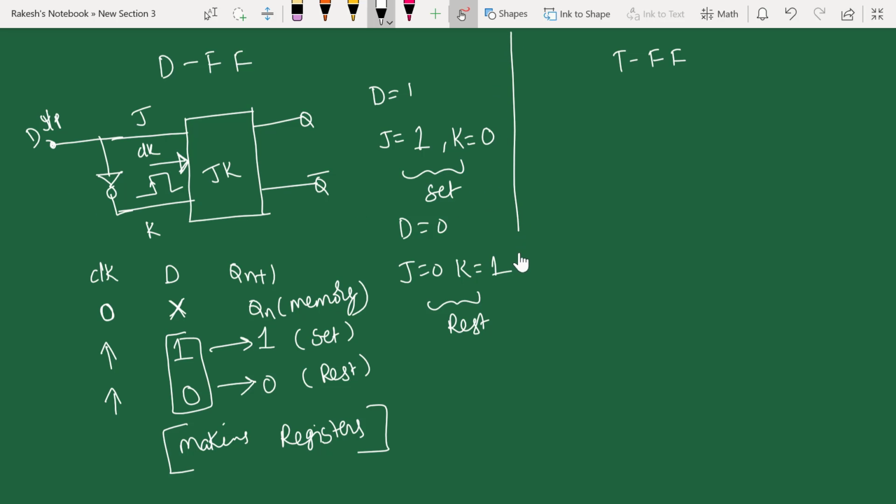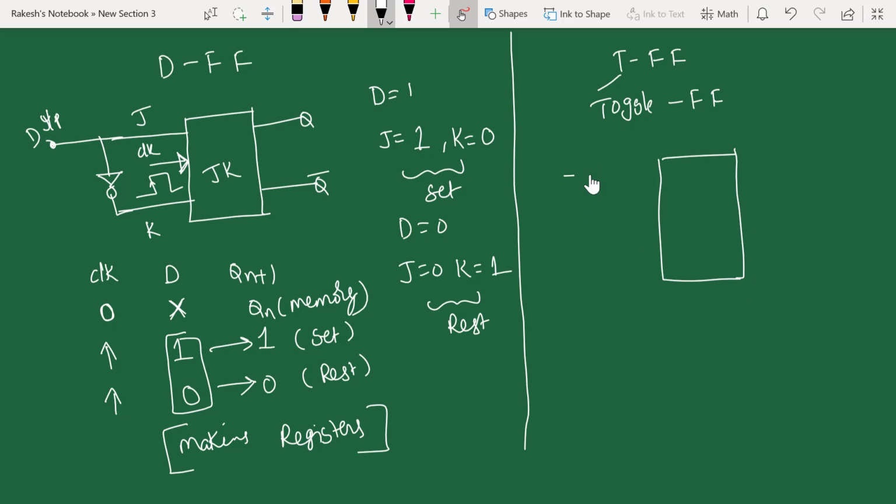Now we'll see the T flip-flop. T flip-flop is nothing but toggle flip-flop. So I'm going to do a small modification for my JK flip-flop to make my JK flip-flop to T flip-flop. So this is my J input, and this is my K input, and this is my Q, and this is my Q bar, and this is my clock. Now I'm going to short these two inputs, J and K, and I'm making this input as T input, and rest all will be same.